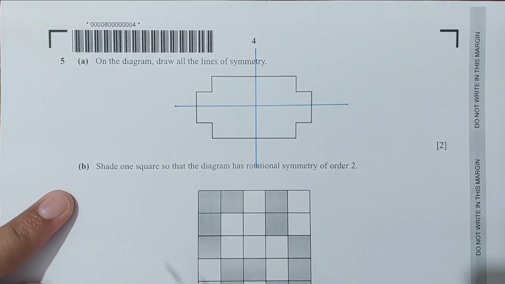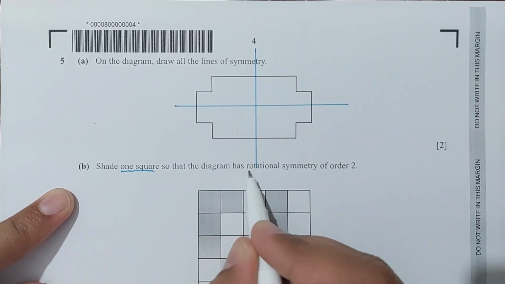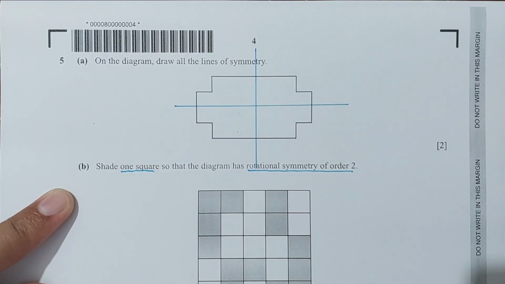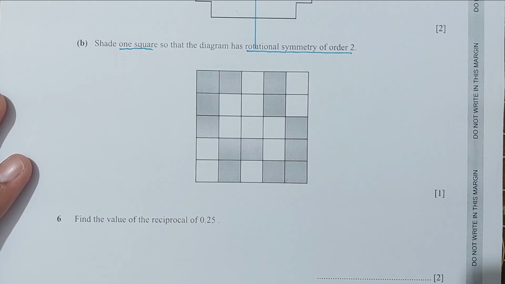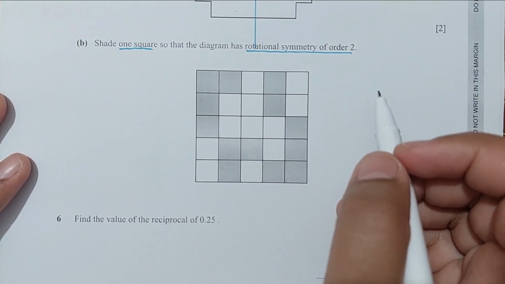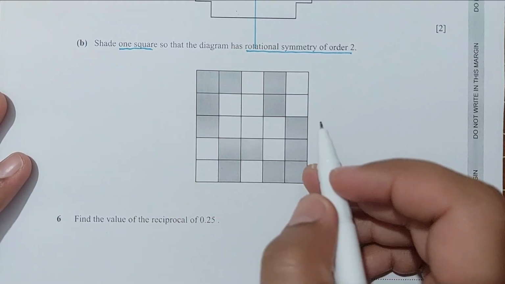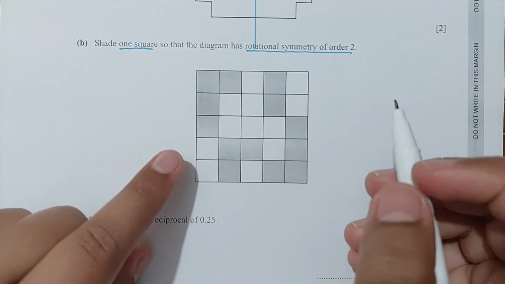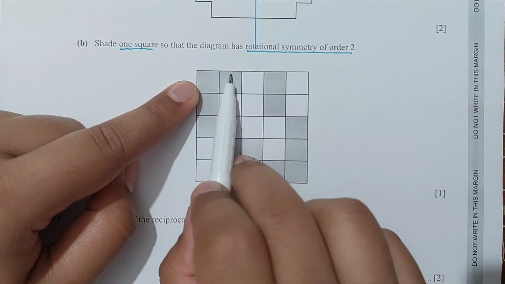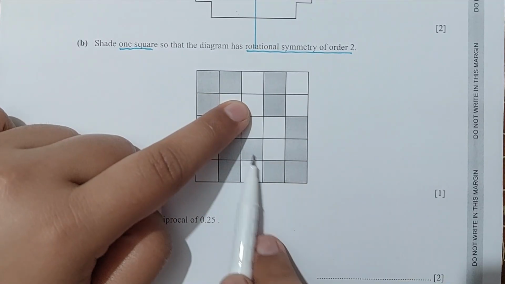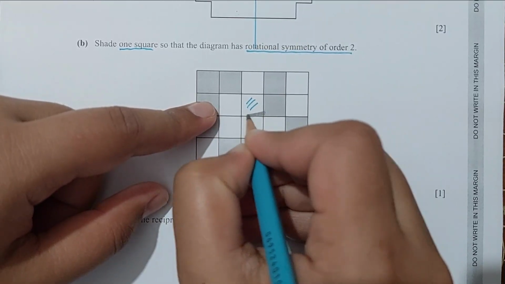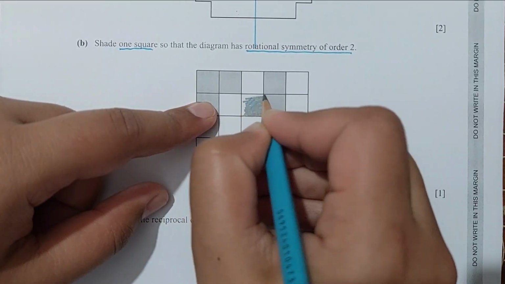Part B, shade one square, just one, so that the diagram has a rotational symmetry of order 2. Okay, one more square we have to shade. Let's see which one. Okay, rotational symmetry of order 2. 1 2 3 4, 1 2 3 4. You can see these are 3 and 1, these are 3 and 1, so these are 2 and 1 over here, so these are 2 and 1, this one links with this, so this is the shaded one. Now it has a rotational symmetry of order 2. This square is going to be shaded.